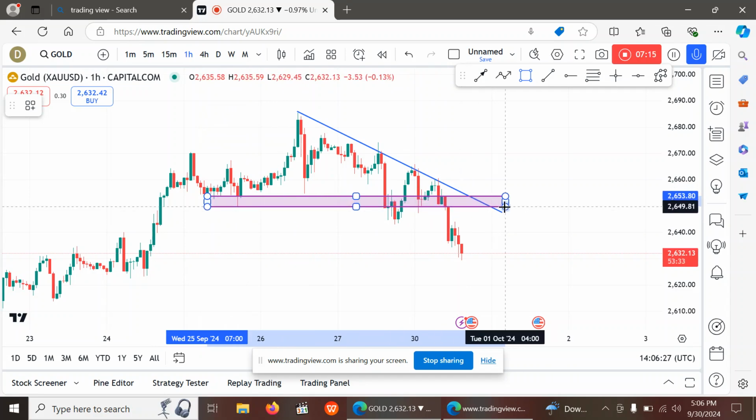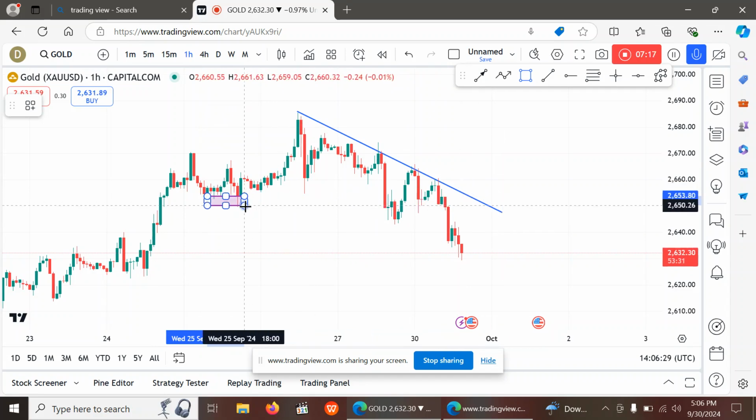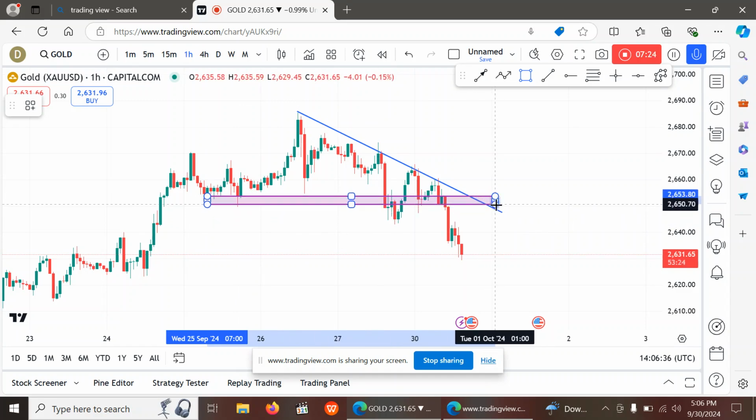Then I take it until this side. Then our lower part has to rest on the wick of the candle. Then this upper one rests on the body of the candle. Then I put it here like this.